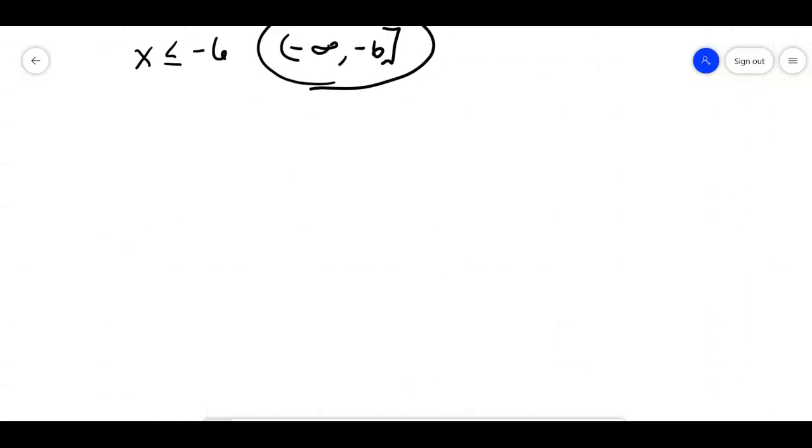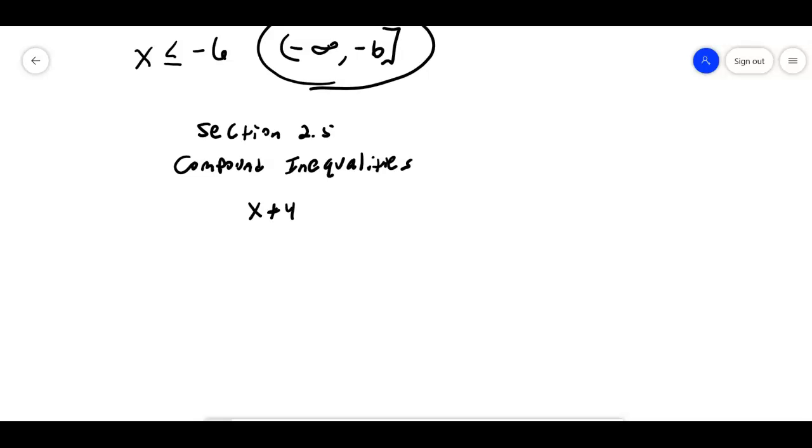Okay, so section 2.5. In this one, we have what are called compound inequalities. Compound inequalities. And so what it is, it's an inequality. It's actually two inequalities wrapped up in one.